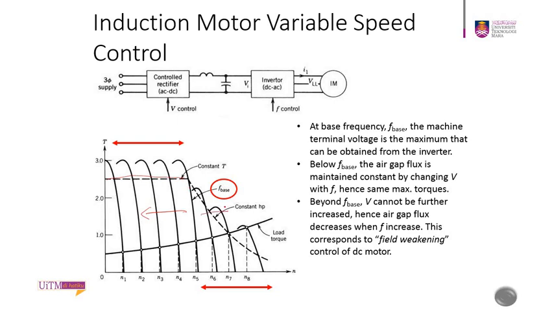But if we change the frequency higher than the base frequency, the voltage cannot be further increased, and the air gap flux decreases as F increases. This corresponds to what we call the field weakening control of a DC motor.